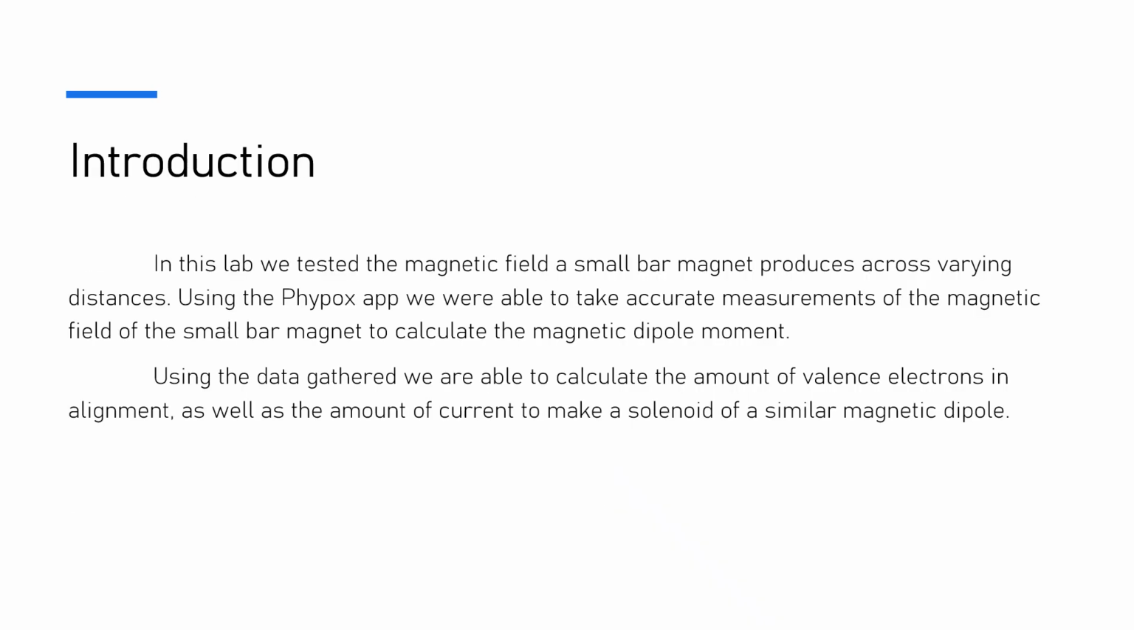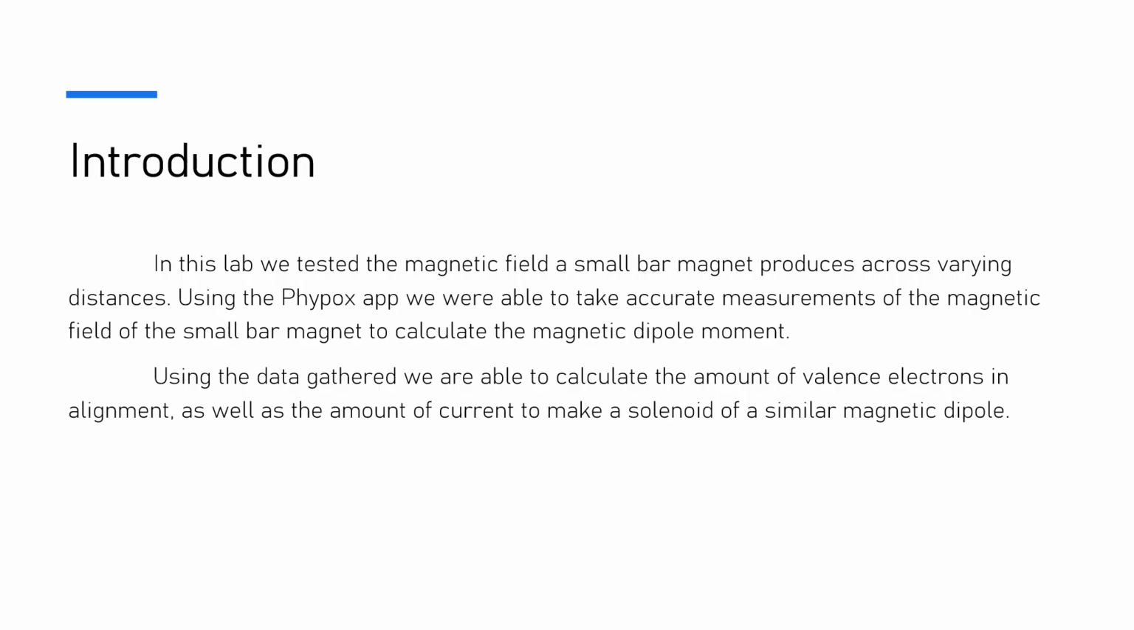Introduction. In this lab, we tested the magnetic field a small bar magnet produces across varying distances. This is because the magnetic field of a dipole decreases with distance. And using the Firefox app, we were able to take accurate measurements of the magnetic field of the small bar magnet to calculate the magnetic dipole moment.